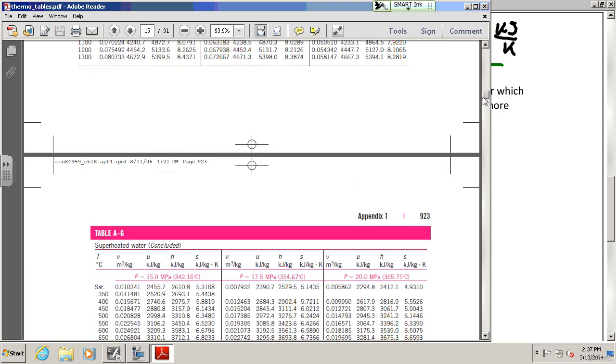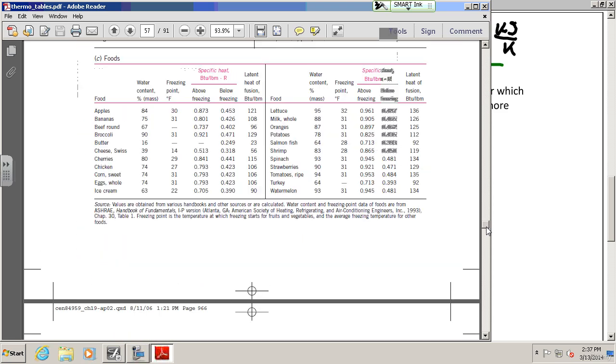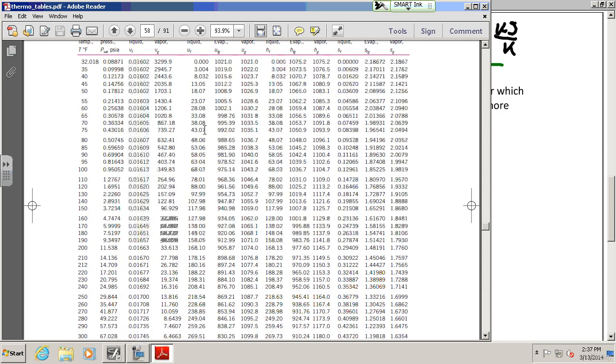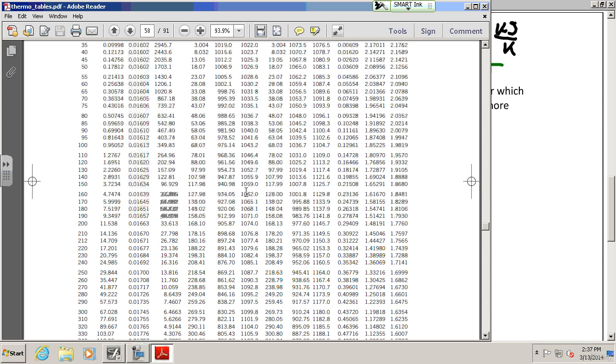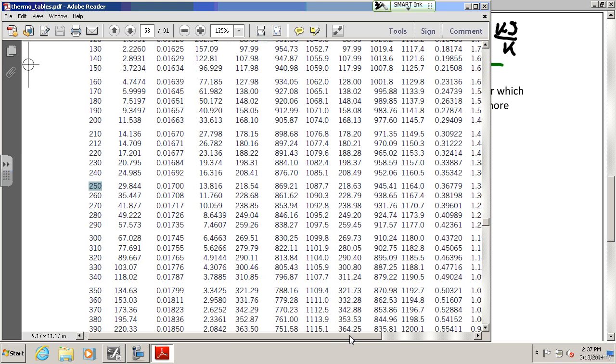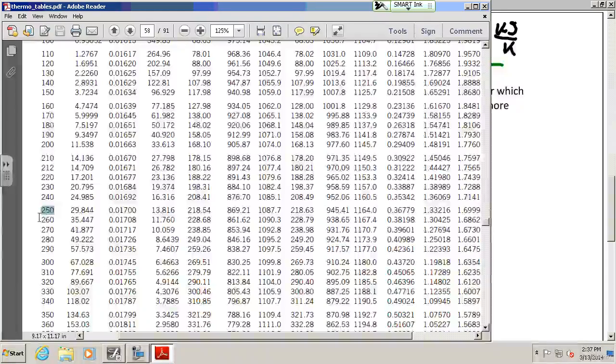Okay. Now this is English units, so I got to go to my English tables, and this is going to be the saturated water temperature table. Now here's where I'm at. I'm at 250 degrees Fahrenheit, if you can read that from here. Maybe I can make it bigger. Okay, that's a little bit bigger. That's 250 degrees Fahrenheit. That's where I'm at.